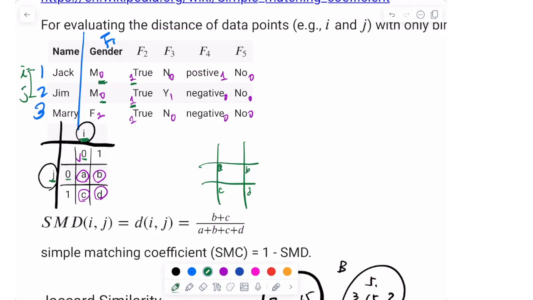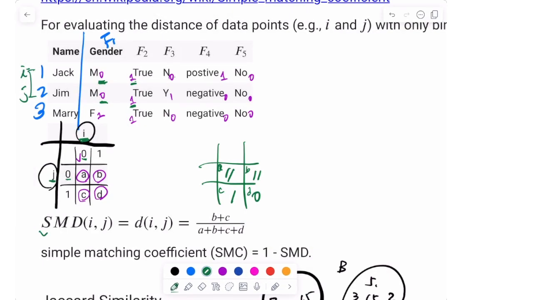That is 0, 0, so that means A. That is true, true, true, so that is 1 and 1. That is N, that is Y, so that is 0 and 1, so that is C. That is 1 and 0, so that is B. That's 0, 0, so that is A. So the final result is like this, and we put 0 right here.